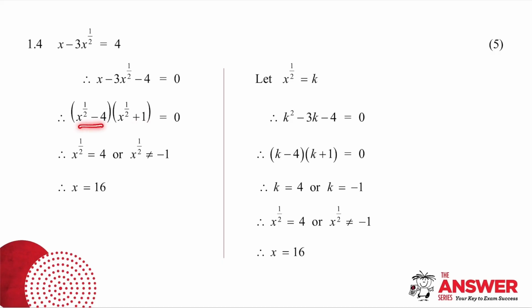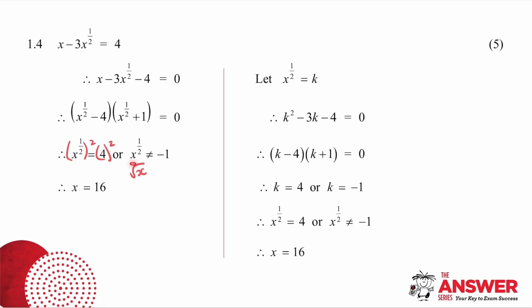2 brackets multiply to give you 0, so one of them must be 0. So either x to the half is equal to 4, or x to the half is equal to -1. But remember x to the half is the same as root x. And in a previous video, we said root x by definition has to be positive, which means x to the half cannot equal -1. So my only solution is x to the half equals 4, square both sides, and I get that x is equal to 16.